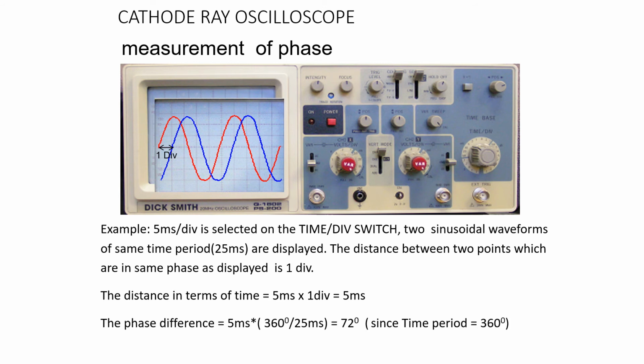So here in terms of angle, the phase difference is 5 milliseconds into 360 degrees by 25 milliseconds, which is nothing but 72 degrees. So this is the phase difference of the two signals.